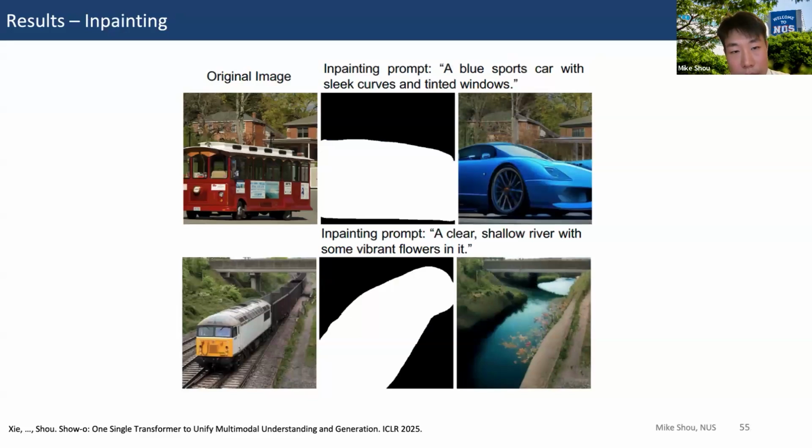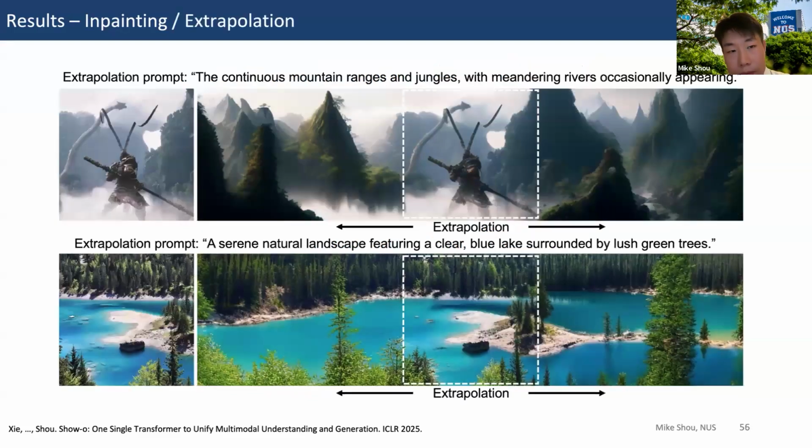And here is a result for inpainting. Essentially, given this input image and also the mask, we are trying to inpaint a blue sports car with sleek curves and tinted windows. And this is an example of outpainting. Given this input image, we put it in the center, and then we imagine and reconstruct what the outer regions look like according to the sentence: the continuous mountain ranges and jungles with a middle river condition appearing.